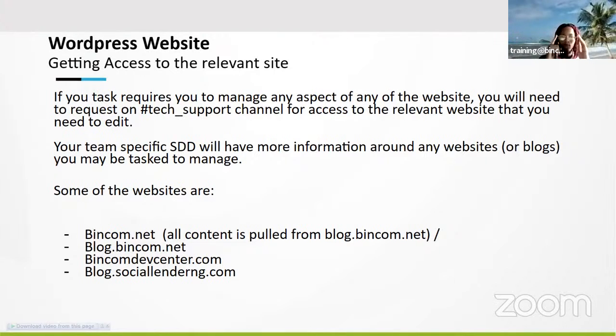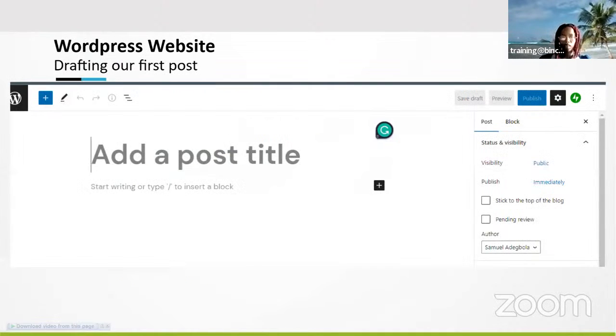So we have a few websites that use WordPress currently: Bincom.net, blog.bincom.net, bincomdevcenter.net, and the blog of Social Lender. So at one point, if you're asked to manage any of these, you need to request access before you can do anything on it.